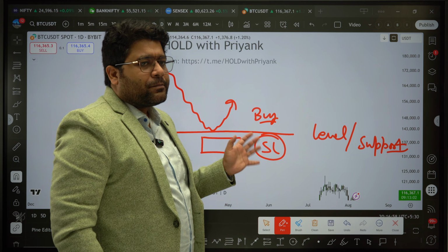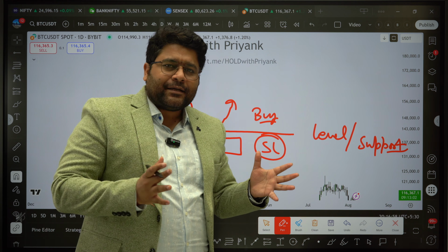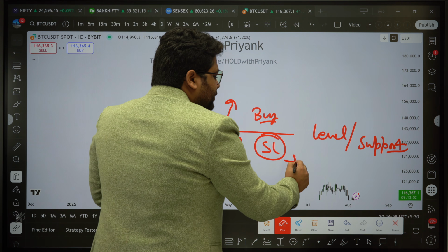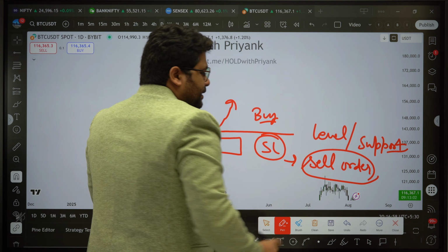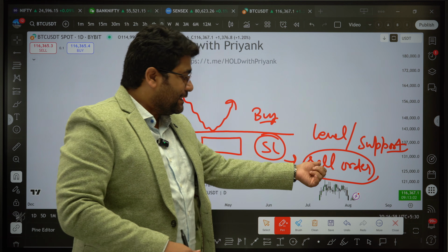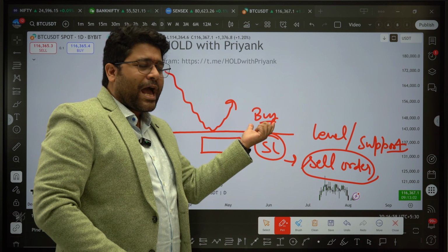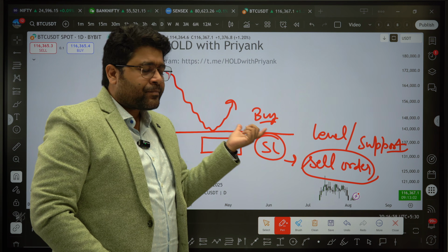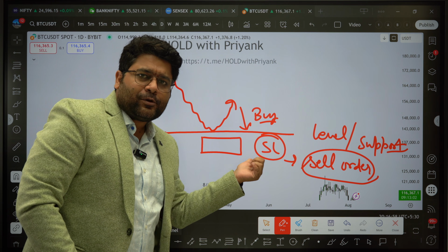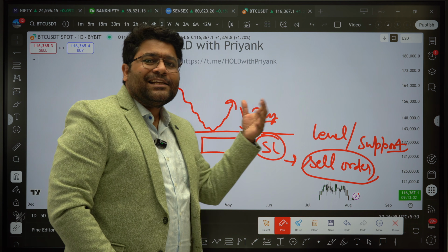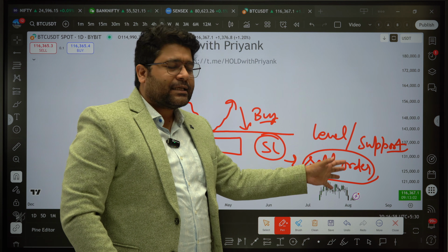And this is a stop loss, which we usually don't mind, but it's actually a kind of sell order. Am I right or wrong? Comment below. It is a sell order because if you have bought a coin here and price drops back below to your stop loss level, it is going to sell your position. That means it's a sell order.